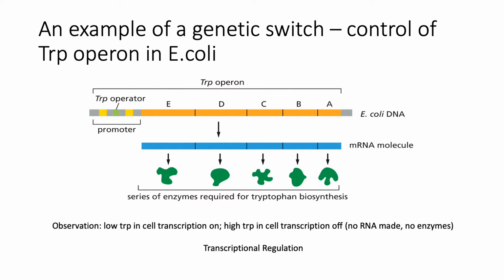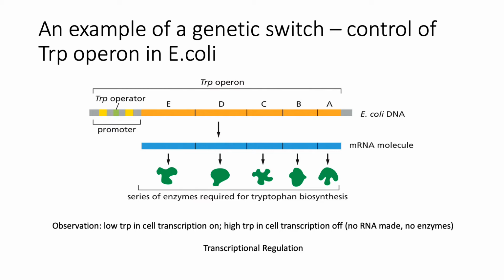An operon, you only find these in bacteria. An operon is a region of the genome that contains the coding sequences for multiple genes that are within a particular biochemical pathway. And they're all controlled by one promoter. So you see the promoter, and then you see what they call gene E, D, C, B, and A. Those are all genes that are required for the biosynthesis of the amino acid tryptophan.